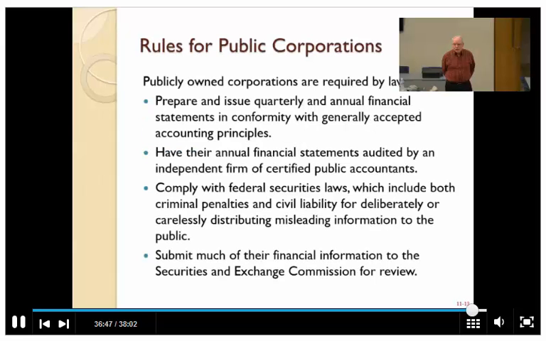All right, now some of the rules for publicly traded companies: you have to prepare quarterly results. You give them your results from your first, second, and third quarter. If you're traded on a public exchange, you have to be audited. And again, you have to follow the rules of the Securities and Exchange Commission and the Public Company Accounting Oversight Board.